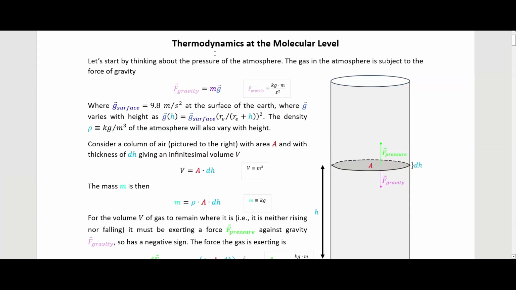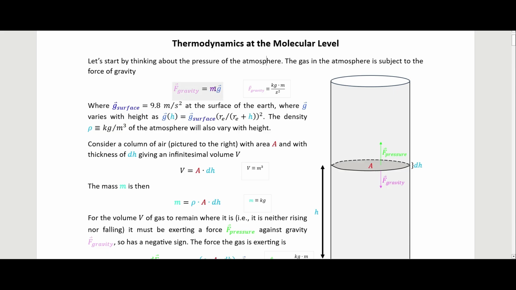In this video, we are going to talk about thermodynamics at the molecular level. But first, let's start by thinking about the pressure of the atmosphere, and we'll see how this leads into thermodynamics at the molecular level.